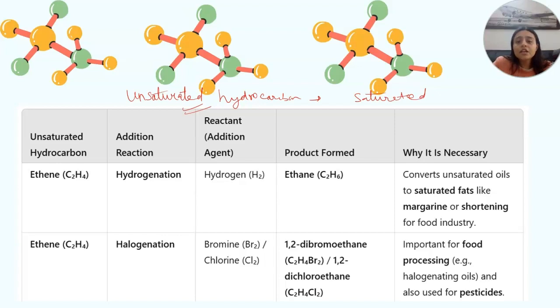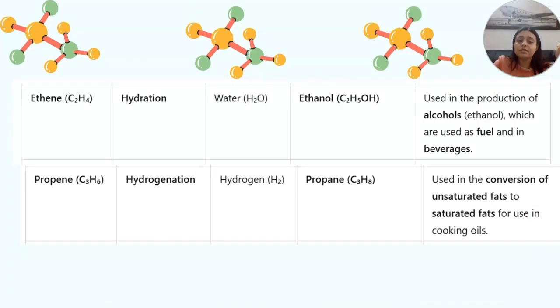So in certain conditions, the addition reaction is applied to certain oils. You can see here, it converts unsaturated oils to saturated fats like margarine and shortening in the food industry. Sometimes the food industry needs to process their food so that it can be consumed after a while, or after a month. So halogenation is the addition reaction which is being used for food processing. These are the examples which will help you connect the dots with your day-to-day resources.